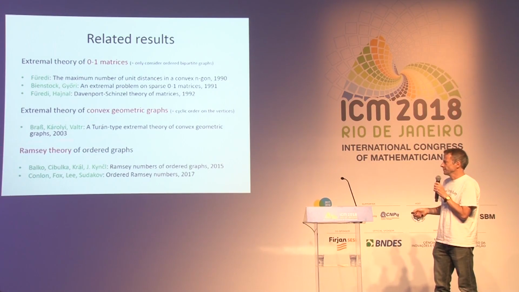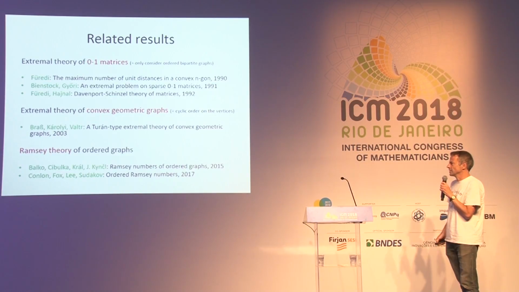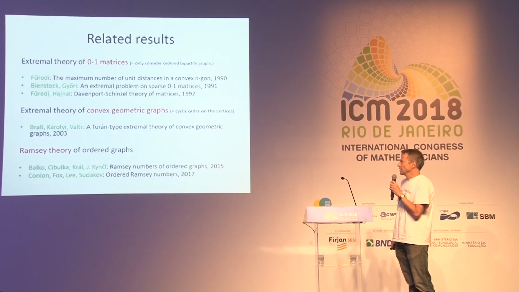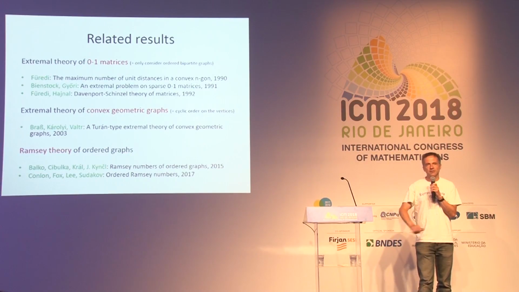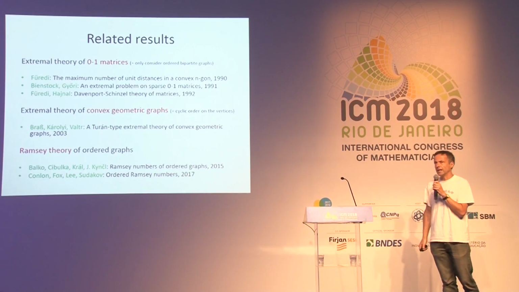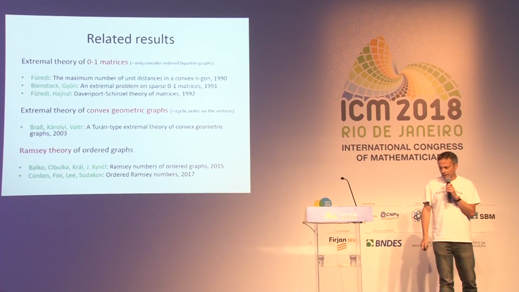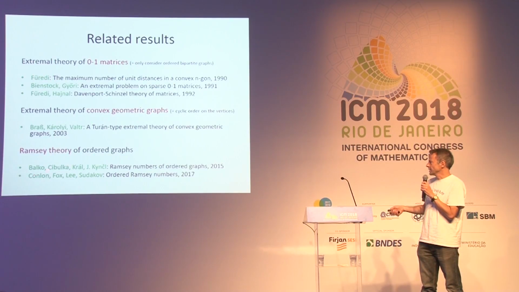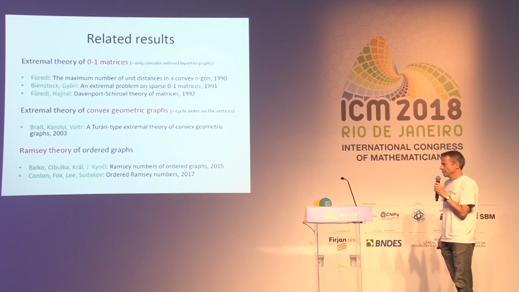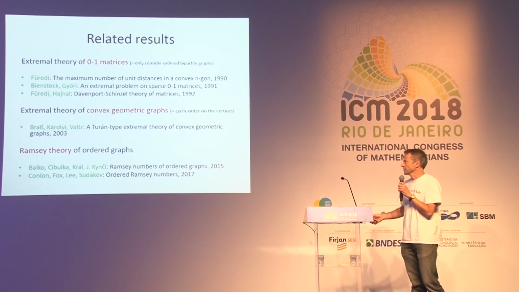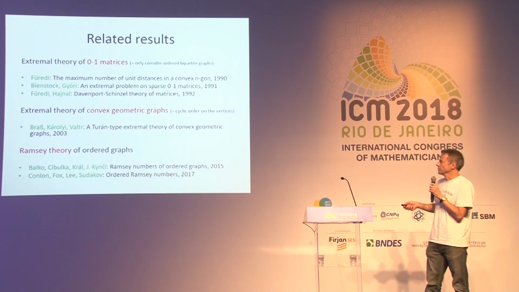This is something that I really won't speak about at all, but it's also related. These are about ordered graphs, so the same ordered graphs. Now you have a vertex order, but the question they study is Ramsey theoretic. These two papers prove related results about that. These are very nice papers, but I won't have time to go into the results they prove.